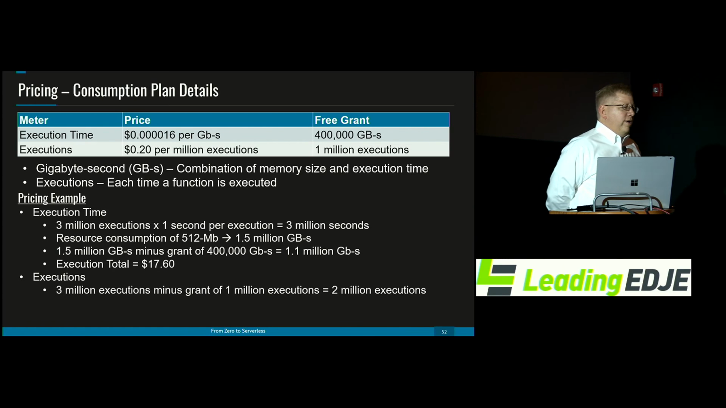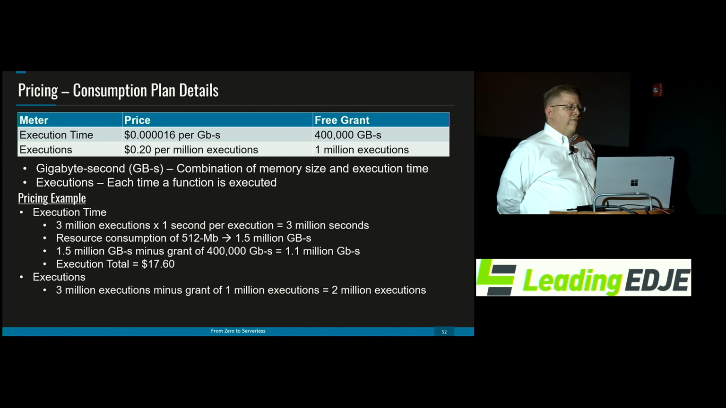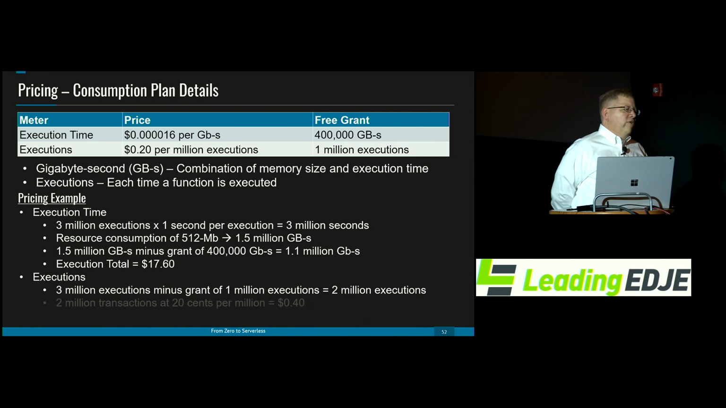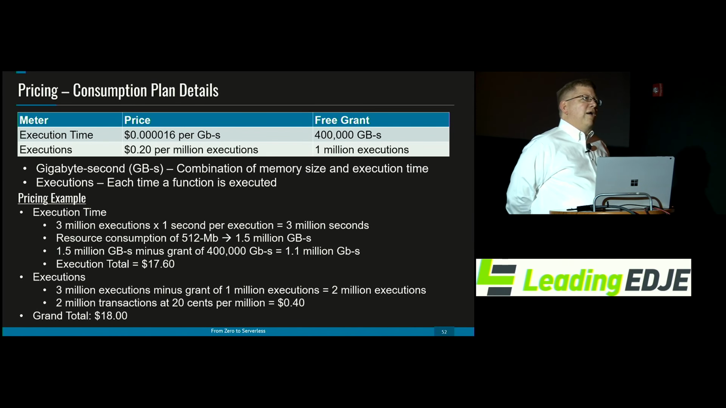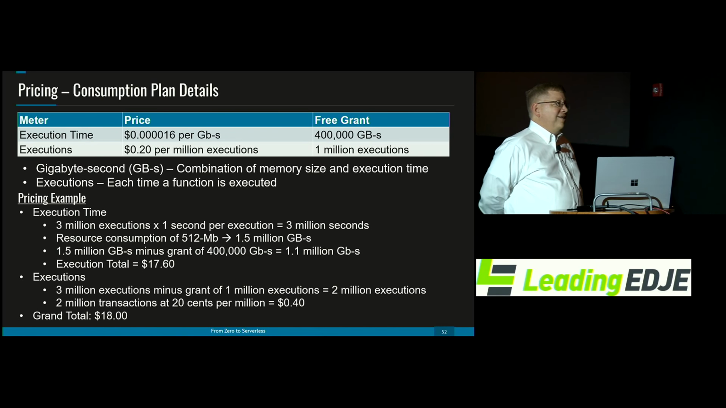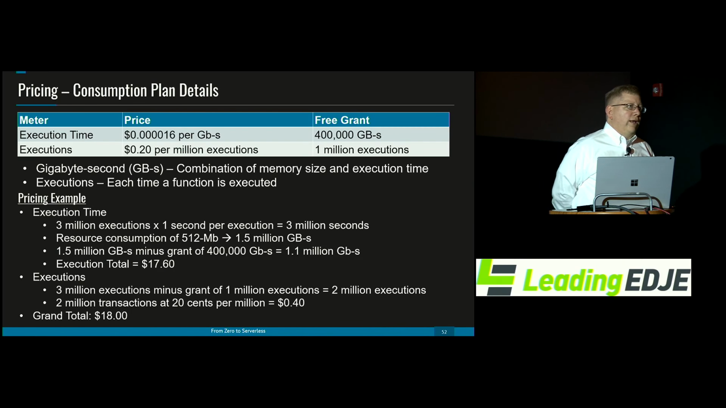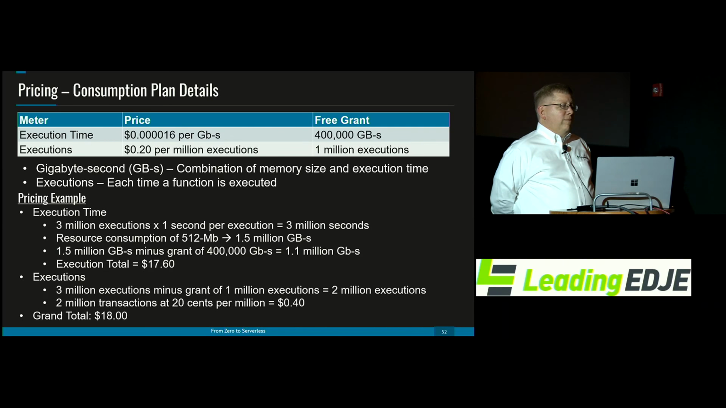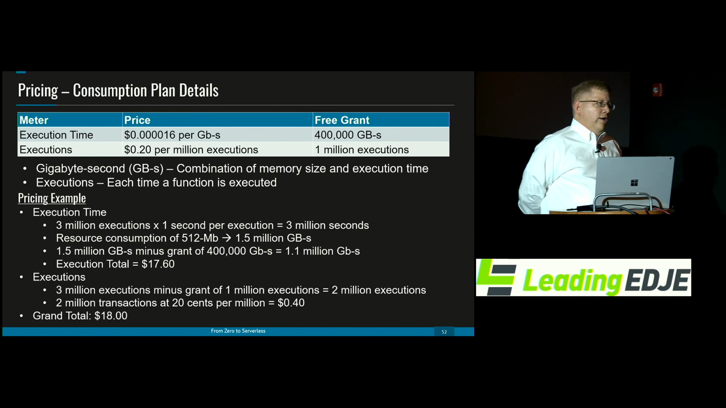Now there's also a transaction cost. We're running 3 million, the first million are free, so I have to pay for 2 million at 20 cents per million. So basically my grand cost for running 3 million transactions a month is $18. Try to do that with any other service, right? I mean, you can't. Unless you go to way too low a level of service, like a web job, the baseline costs more than that.